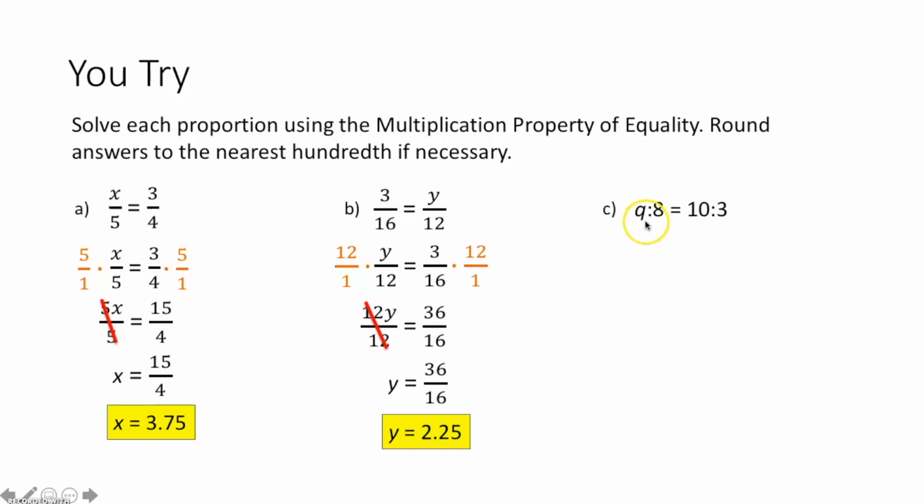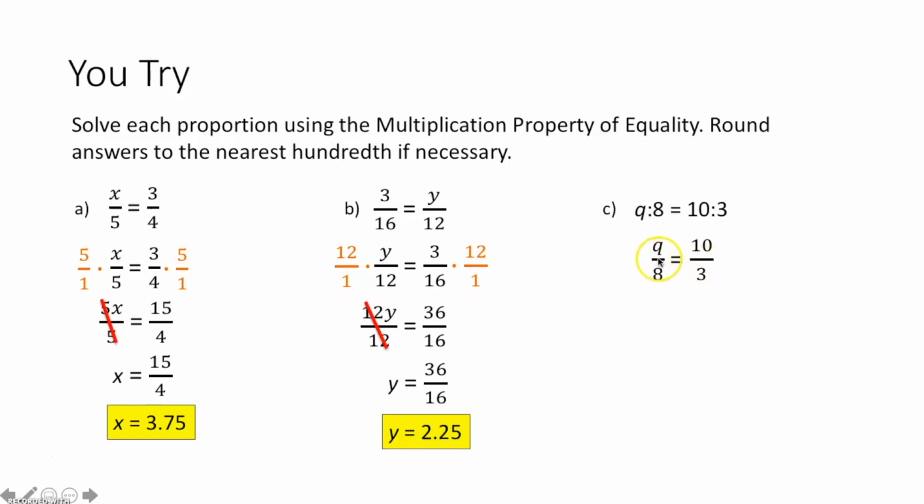And then here, we have q to 8 is equal to 10 to 3. Now, we want to rewrite this as a proportion with fractions. So we do that, q over 8 is equal to 10 over 3. Now we can solve, so we simplify, move, solve, simplify, done. Step 2, variable on the left, done. Step 3, constants need to go to the right.